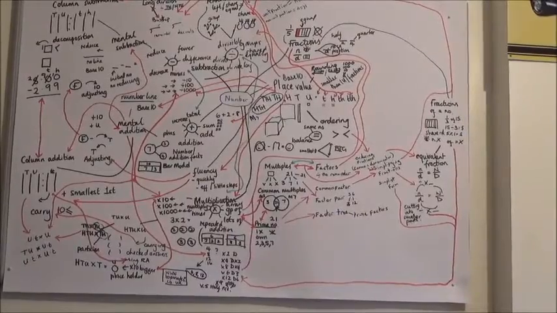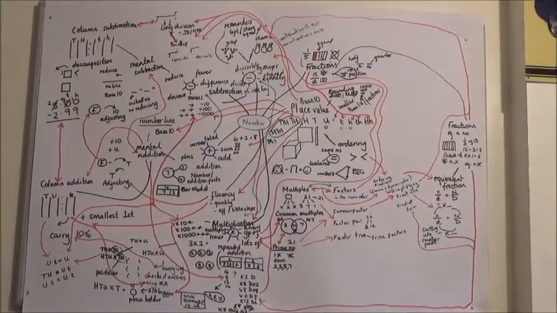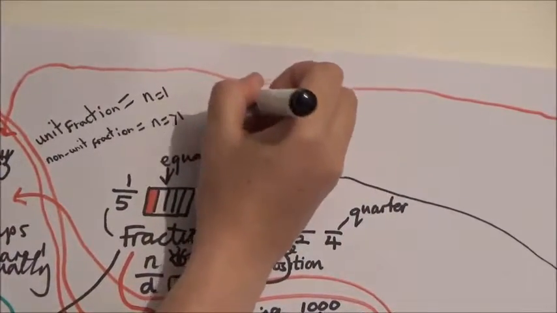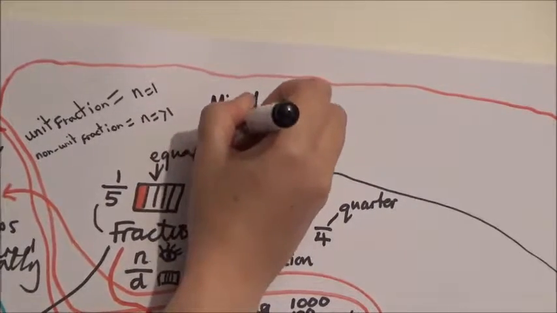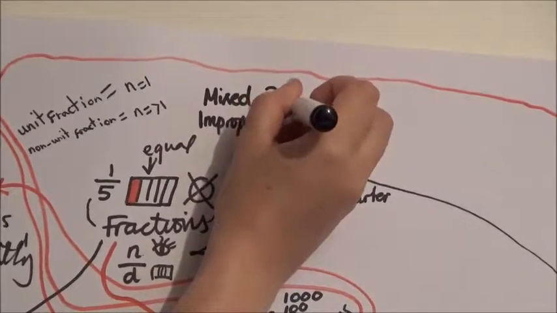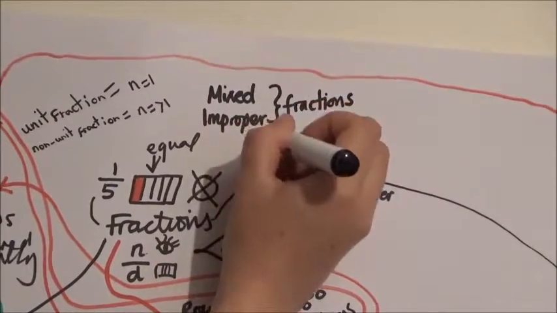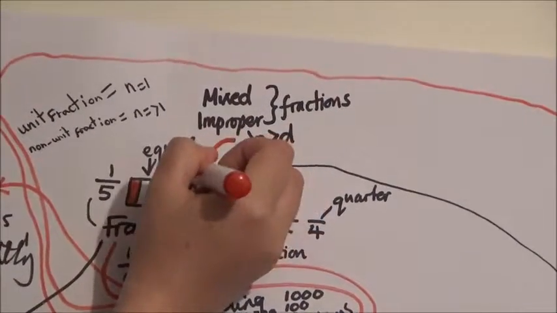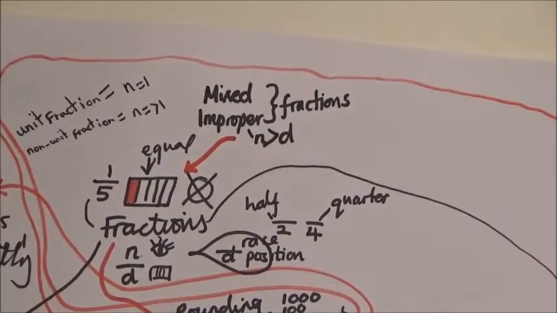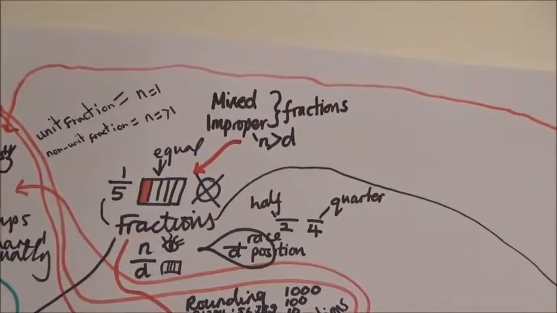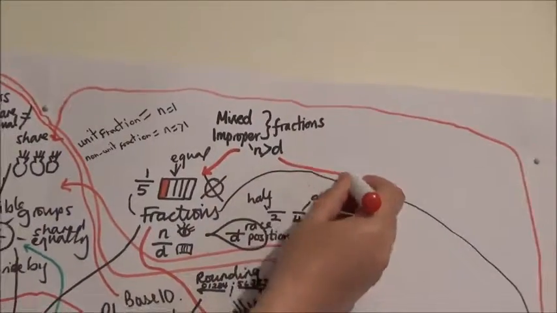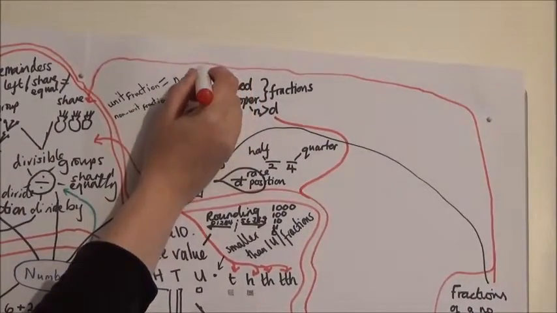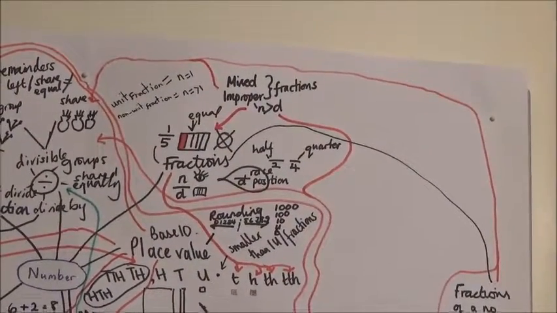Add our improper and mixed fraction understanding to our number mind map. So we're going to go up to where we have fractions, and we're going to go up to here. I'm going to put mixed and improper fractions. Improper fractions is when the numerator is bigger than the denominator. And we used our understanding of drawing out fractions to help us. We also used some multiplication and division to help us work that out. So, here we go. I'm going to come through here and onto this multiplication line. And I'm going up here to our division line to show that we use that understanding to help us work it out.